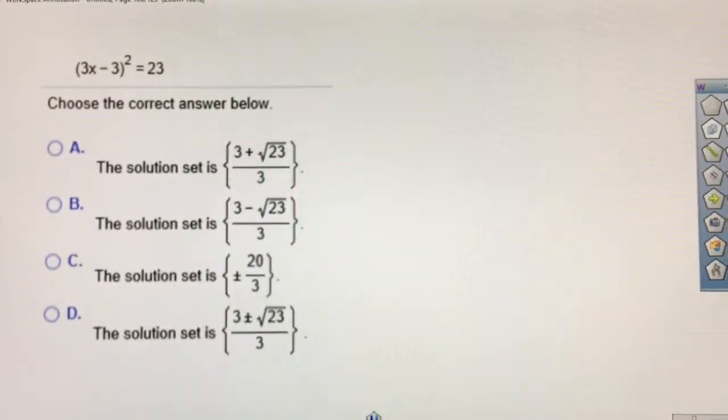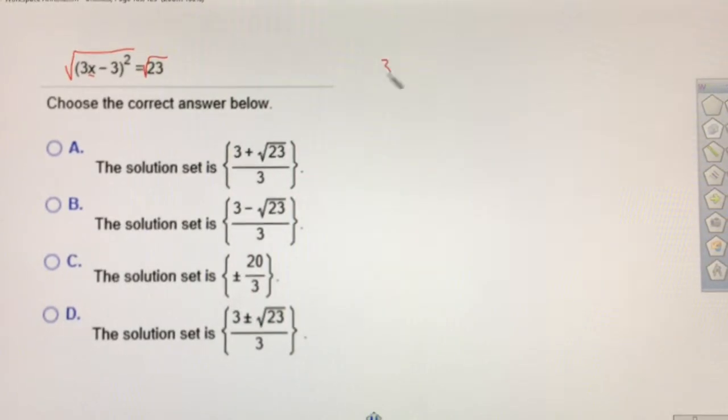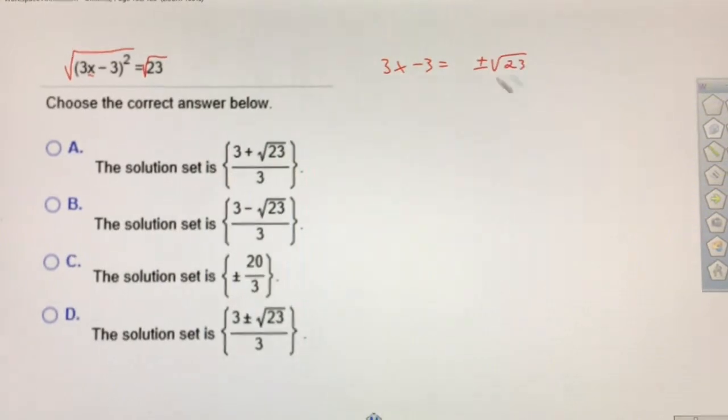Solving for x, I'm going to start doing the opposite. So the opposite of squaring is square rooting. So I square root both sides. And try to recall, when you put the square root in, you have to put a plus minus in. So this is going to turn out to be 3x minus 3, once the radical gets rid of the square, equals plus minus root 23. And I'm kind of done. It's got to be this one with the plus minus root 23.